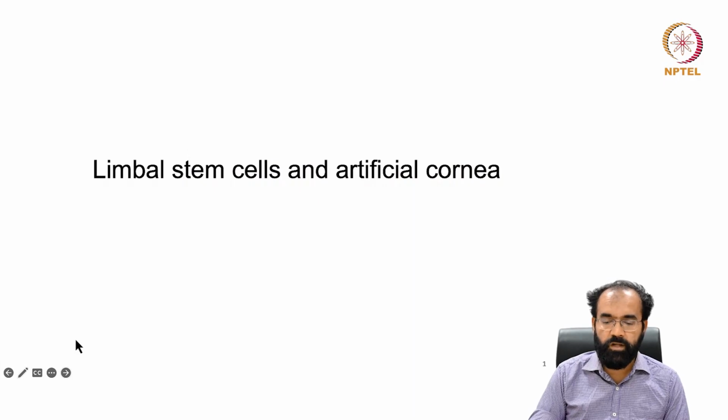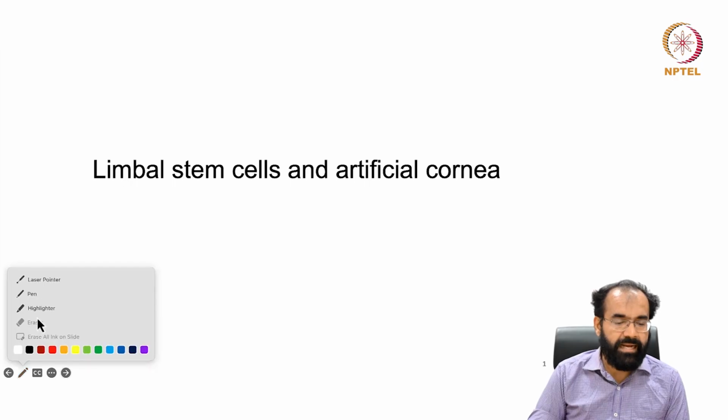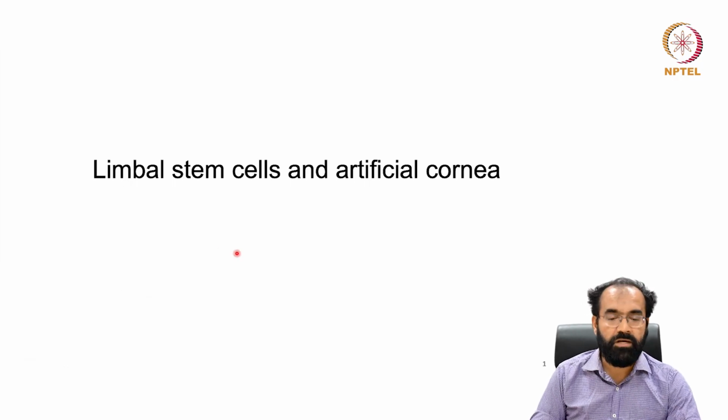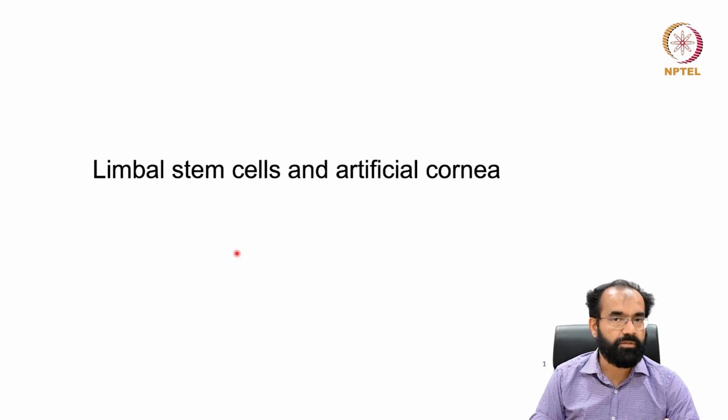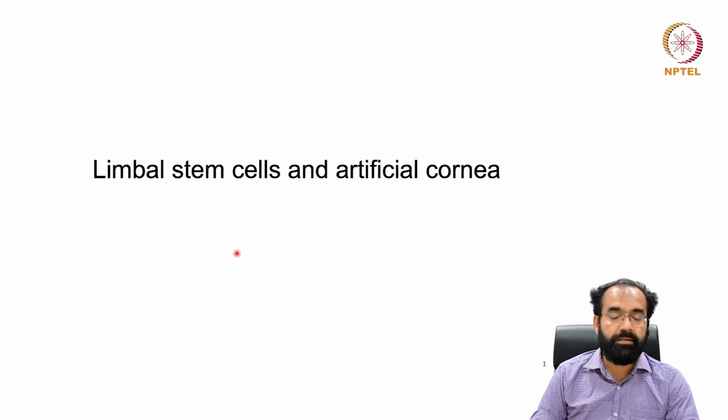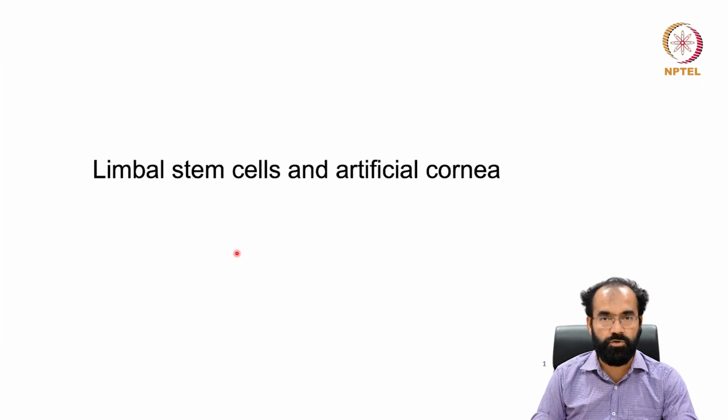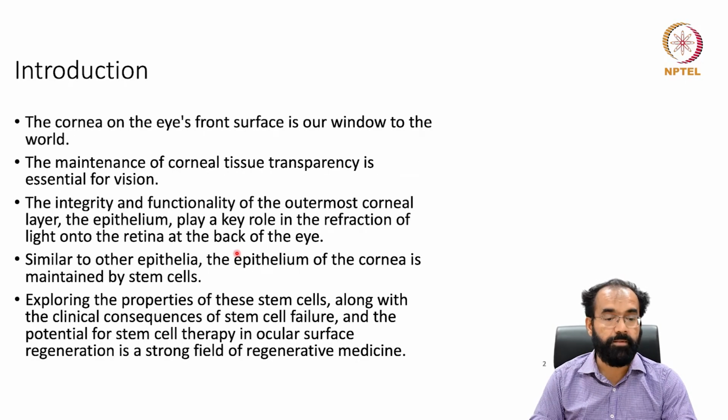Hello everyone, welcome back to another class on regeneration biology, and in today's class we will learn about limbal stem cells and artificial cornea. So we have discussed limbal cells very casually in one of the earlier classes. In general, limbal cells are the transition zone between your cornea and the conjunctiva. So that is the transition zone, and the limbal stem cells play a major role in maintaining the transparency and the functionality of the cornea.